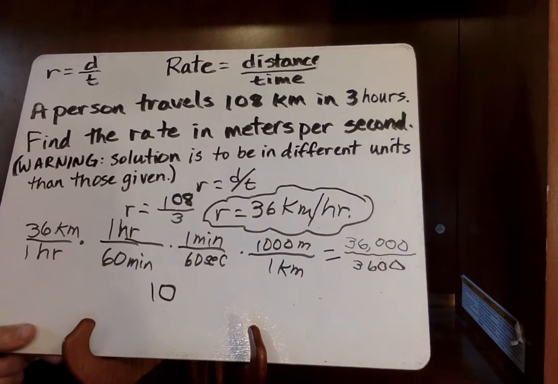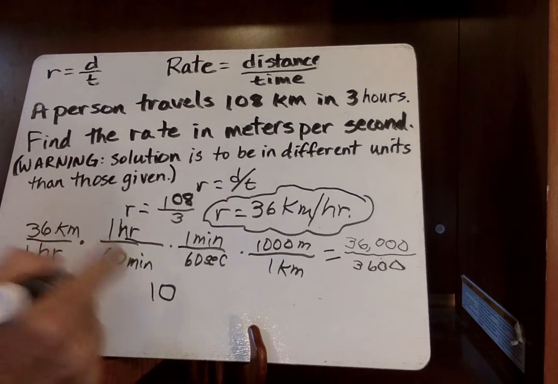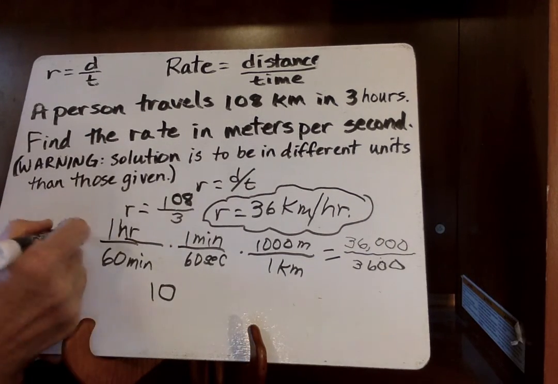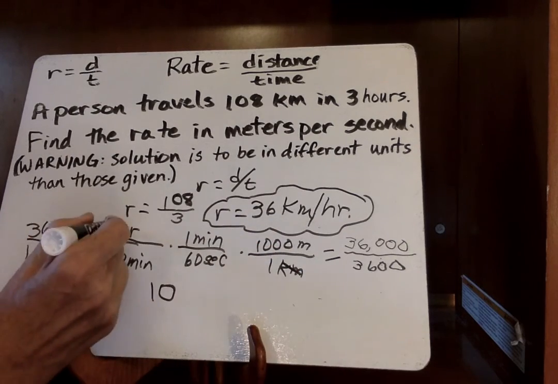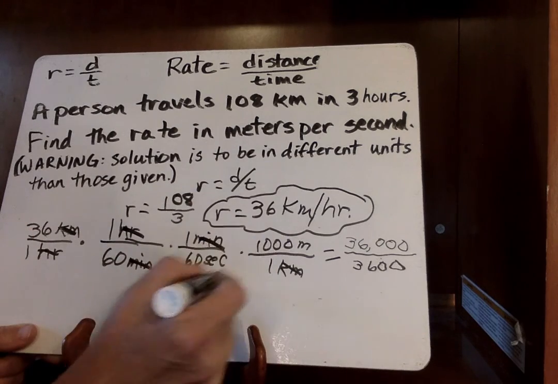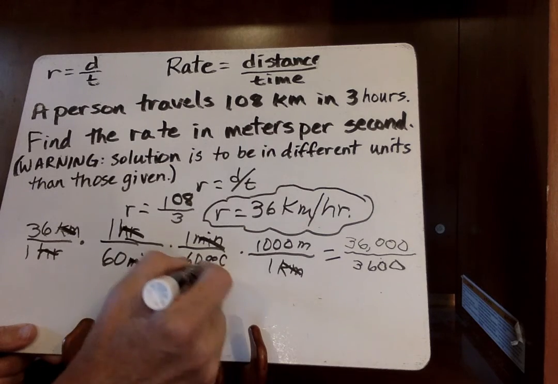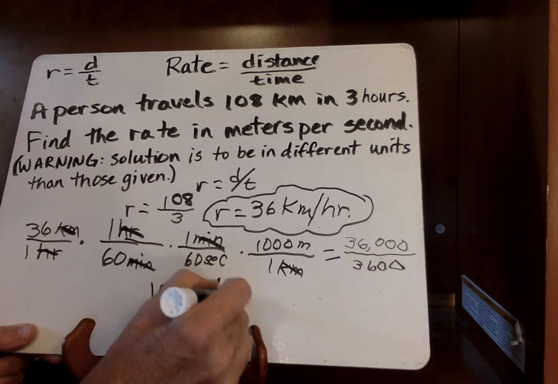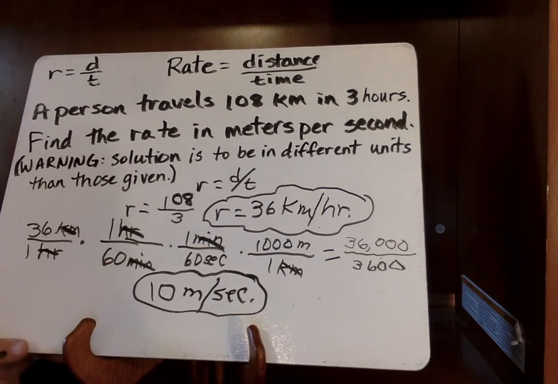And what am I left with? 10. They want the solution in meters per second, so we're left with meters because the kilometers cancel out. The hours cancel out. The minutes cancel out. And you're left with 10 meters per, there's only seconds left at the bottom. So that would be 10 meters per second.